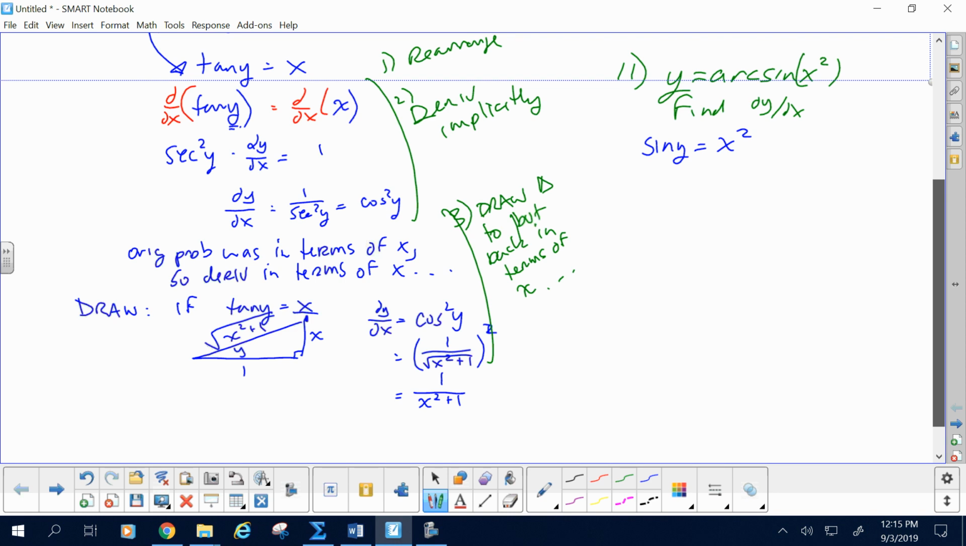All right, now let's take the derivative. What's the derivative of the left with respect to y? Cosine y dy/dx. What's the derivative of the right with respect to x? 2x. Did you differentiate correctly? Cool. Did you solve for dy/dx? 2x over cosine of y.